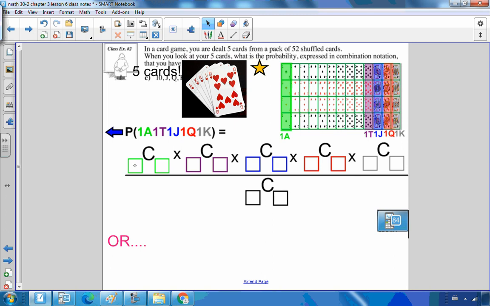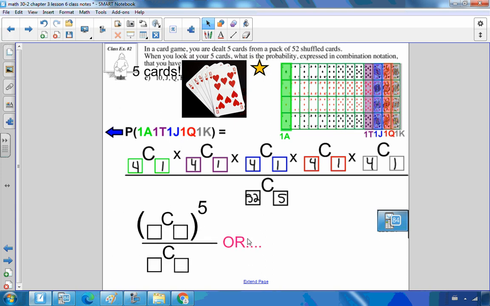So for the ace, for example, there are 4 aces, I want 1. There are 4 tens, I want 1. 4 jacks, I want 1. 4 queens, I want 1. 4 kings, I want 1. Out of 52 cards in the deck, and I want 5. So I can do this all together, or if you notice, these are all 4C1s, and it happens 5 times.